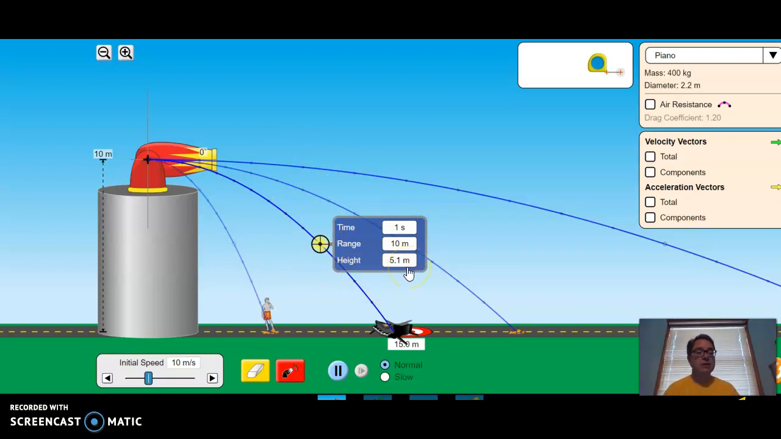What does that tell us? Gravity pulls everything the same. It doesn't matter if it's a feather, if it's a piano, a pumpkin, a car, gravity pulls everything the same. And if you take away air, you can see that very easily.